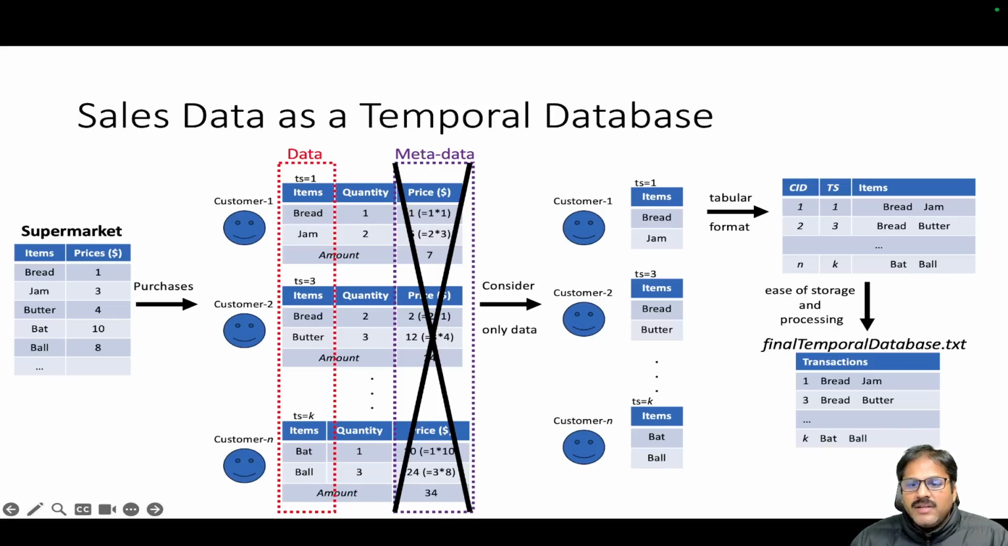Please note that the first timestamp in a temporal database must always be 1. That is important because we are considering relative units of time and not absolute units of time.